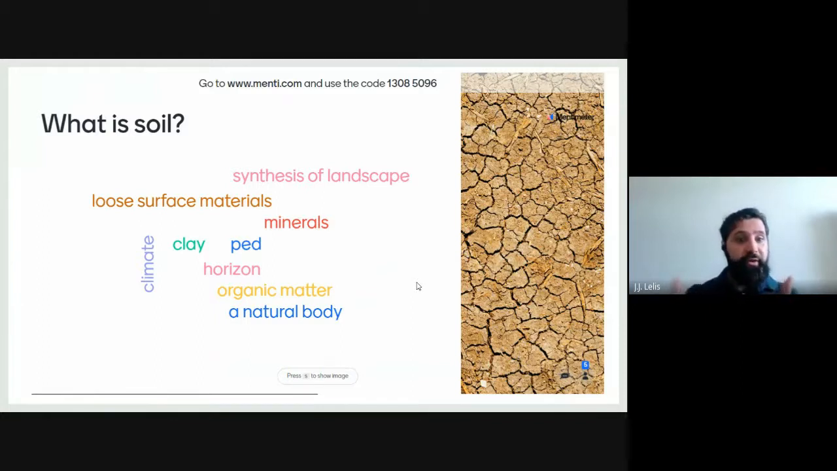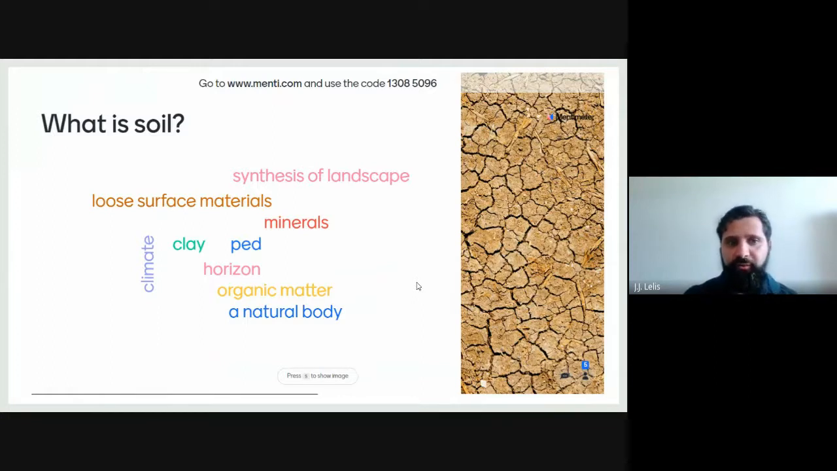Okay, it's very good. But just to remember, we should have at least one horizon to identify a soil. Okay, so we need to have a horizon to identify a soil, because we don't have a soil without a horizon. It's not possible. Okay, we can find just one, but you should have at least one horizon.